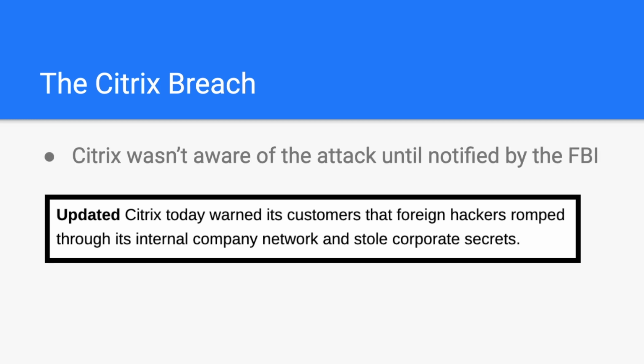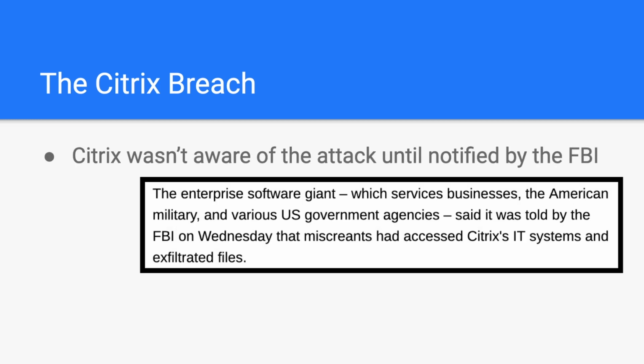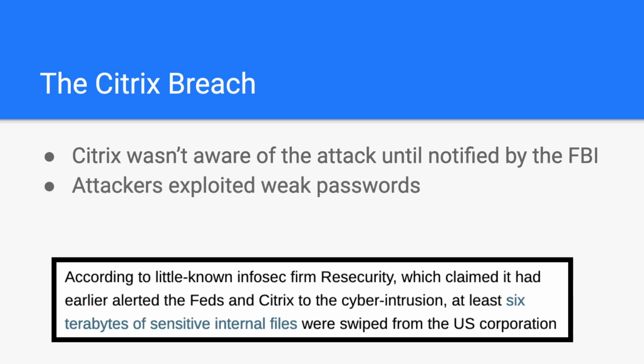One of the big recent incidents affected the giant firm Citrix. Attackers found a weak password as a result of a password spraying attack. Unfortunately, they weren't aware until notified by the FBI about a breach which led to about 6 terabytes of stolen data.